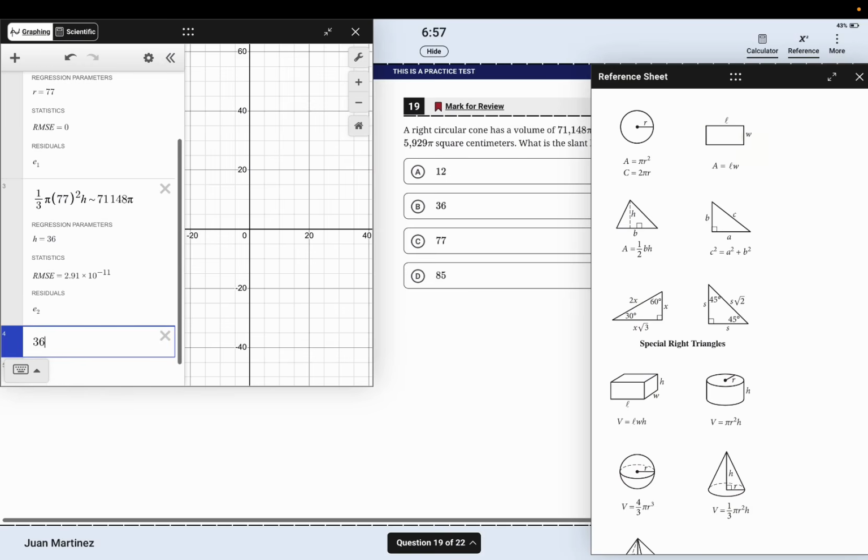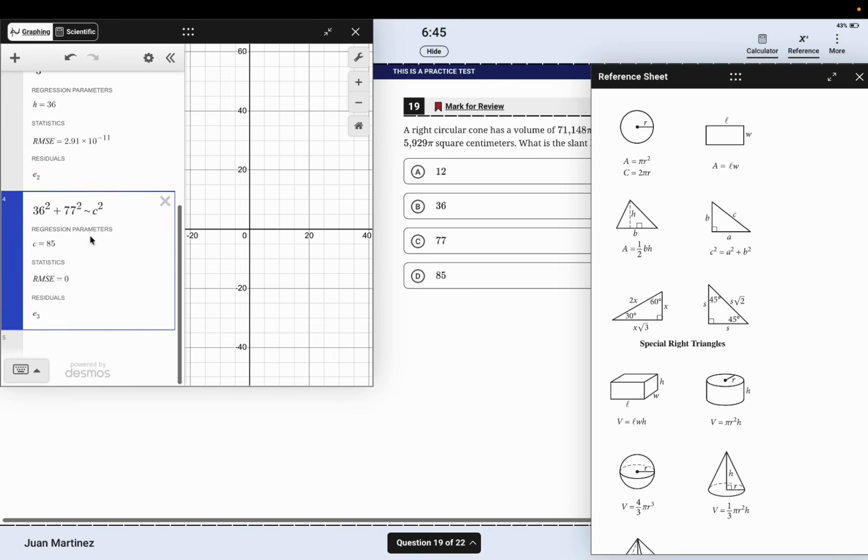So we can just do it via regression as well. So 36 squared plus 77 squared is c squared. C squared is 85. Okay.